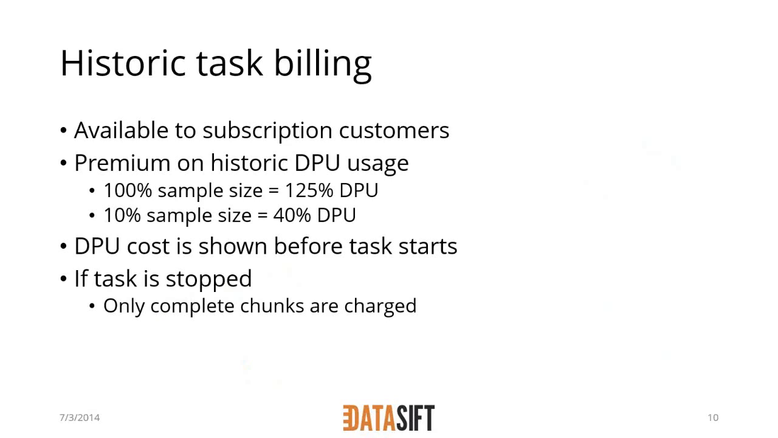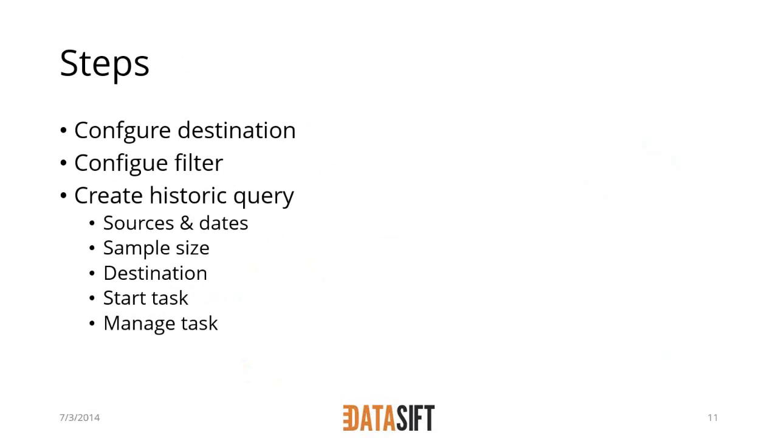Okay, so that's what the archive is, what a historic task is, how it gets billed. Let's actually go through and set this up now. So the steps that we're going to go through is configure a destination. So before we start running the task, the platform needs to know where I'm going to put the interactions that I get out of the archive.